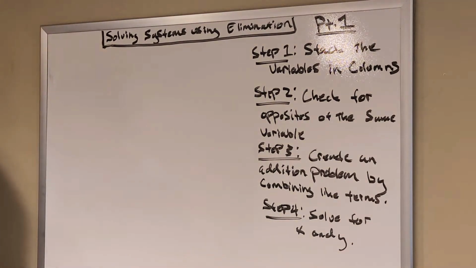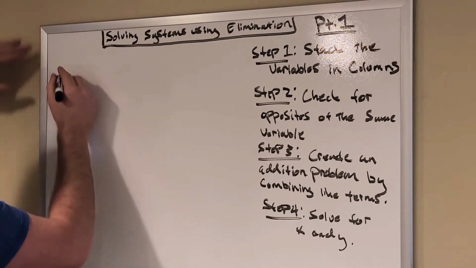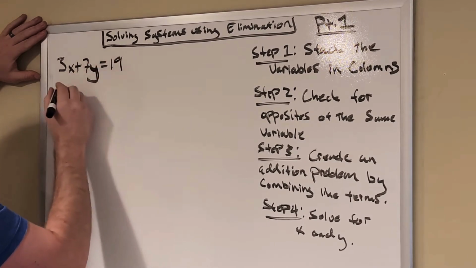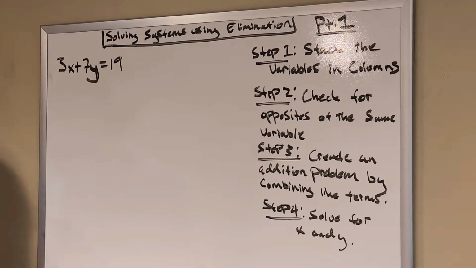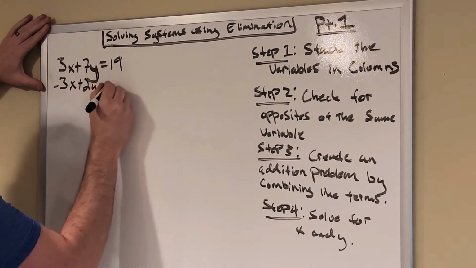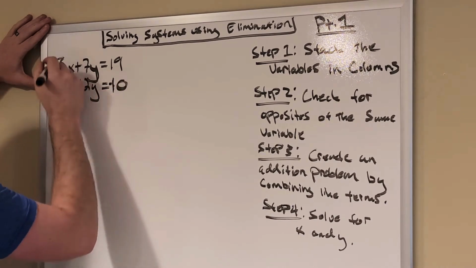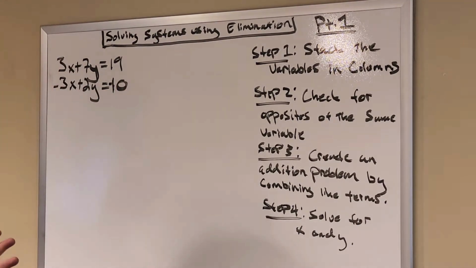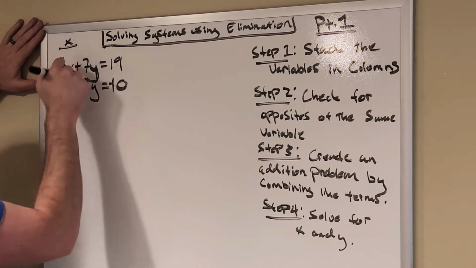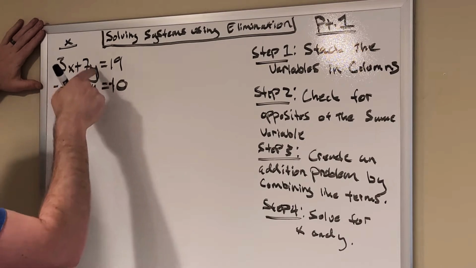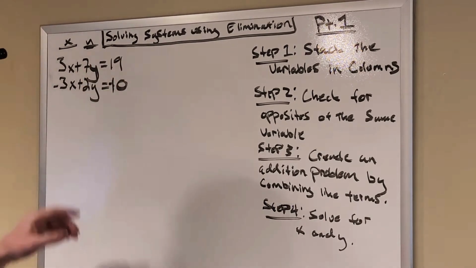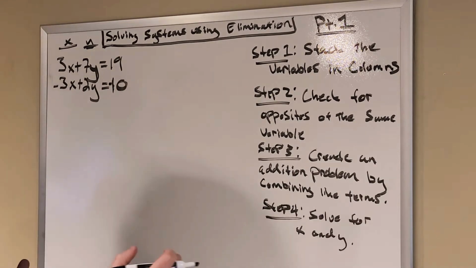So, first problem I have is 3x plus 7y equals 19. And then the second equation is negative 3x plus 2y equals negative 10. So here we go. We have 3x plus 7y equals 19 and negative 3x plus 2y equals negative 10. I take a look and I say, all right, my x values are all stacked. We have 3x and negative 3x. My y values are stacked over here. I have 7y and 2y. And then my constants, my whole numbers, are stacked on the other side, 19 and negative 10.